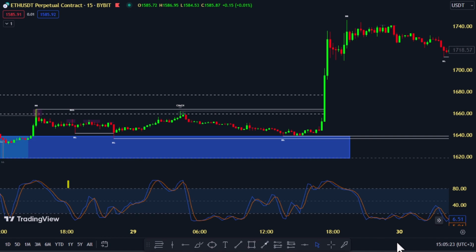Watch for it to become oversold during retracement. And as soon as it leaves the oversold zone, that's your signal to open a trade. Both methods work like a charm.